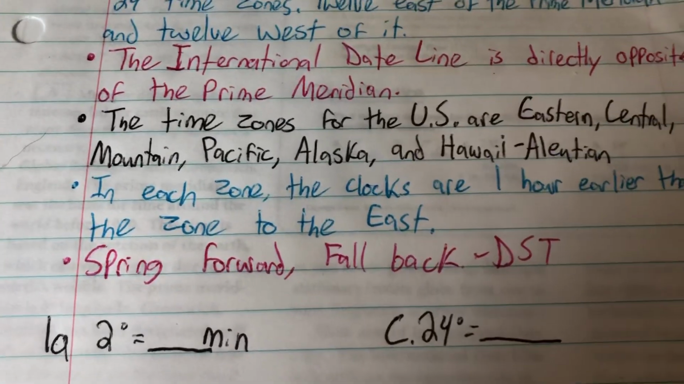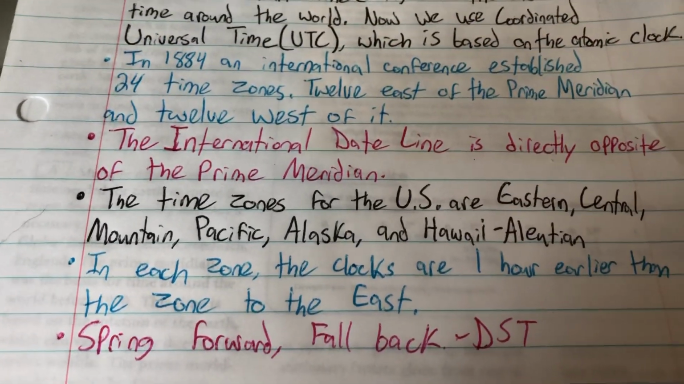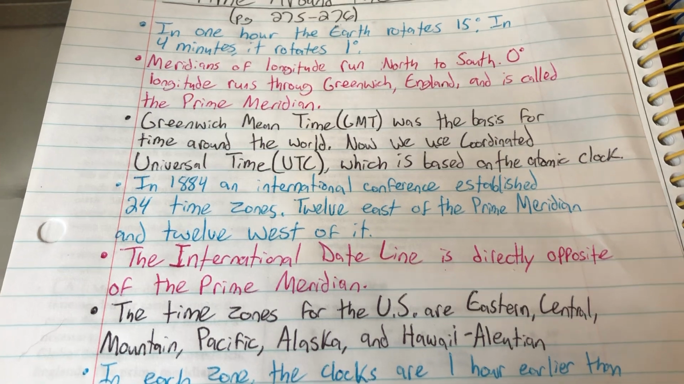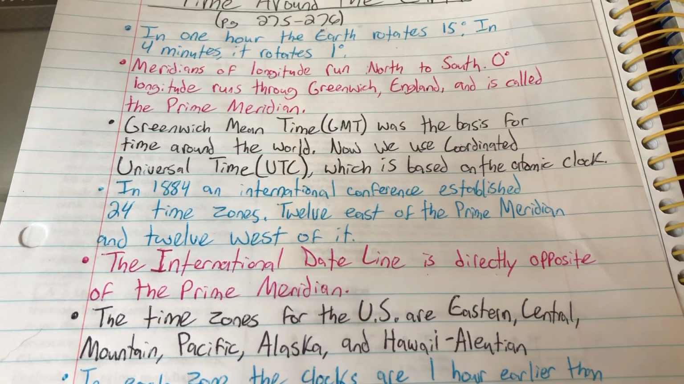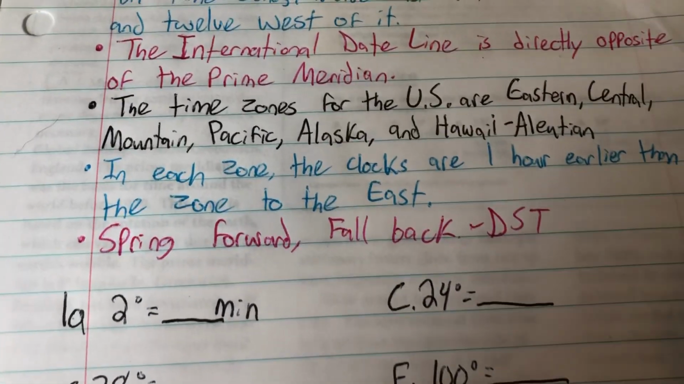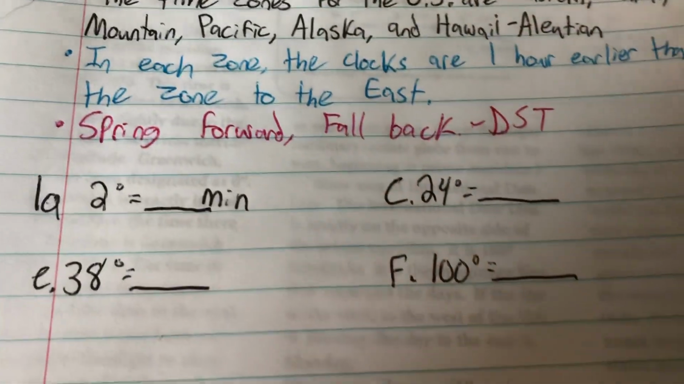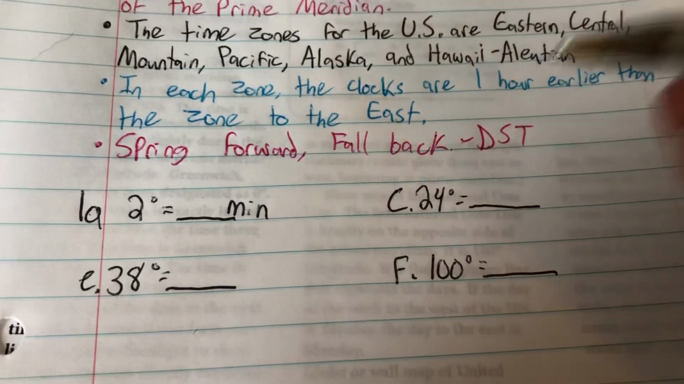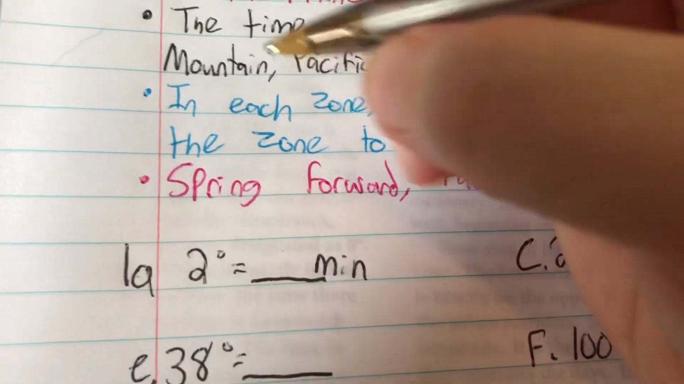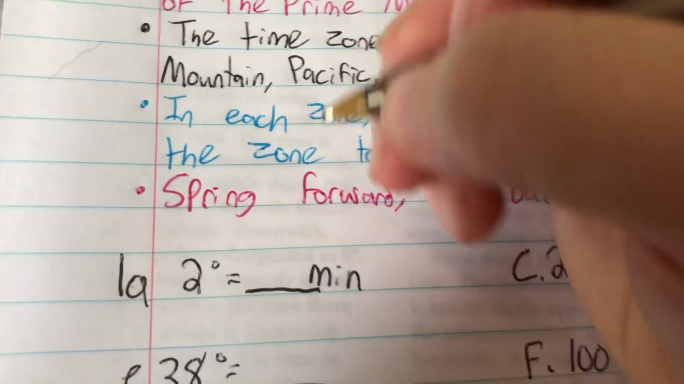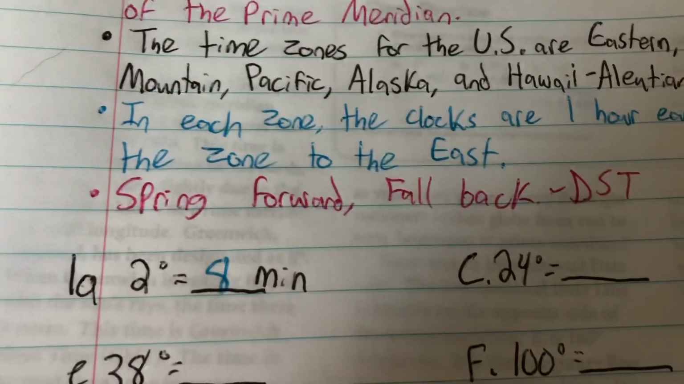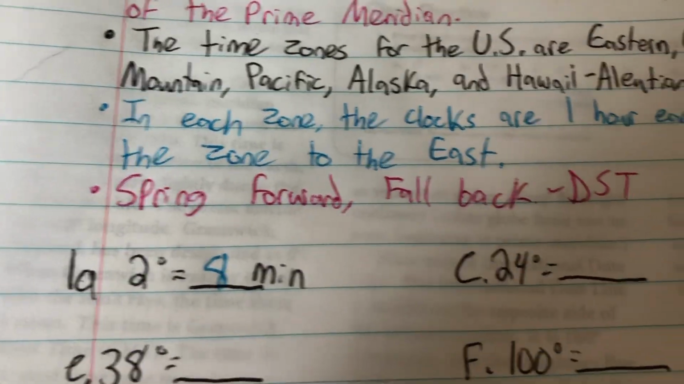Okay, so if we remember from up here, each degree the Earth rotates takes 4 minutes. So on number 1, it wants to know how long it takes for it to rotate these amount of degrees. So we would just times these amount of degrees by 4 to get the amount of minutes. So for A, if it were 2 degrees, 2 times 4 is 8 minutes. It would take us 8 minutes to rotate 2 degrees.